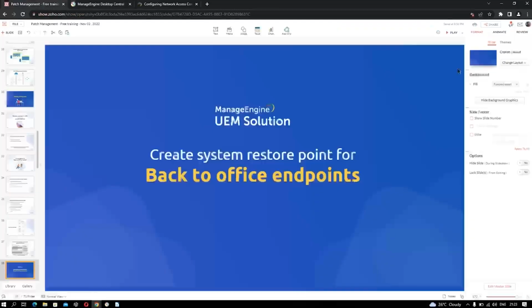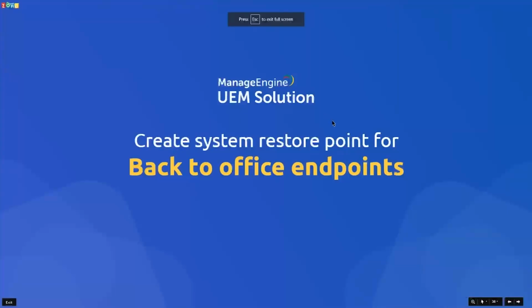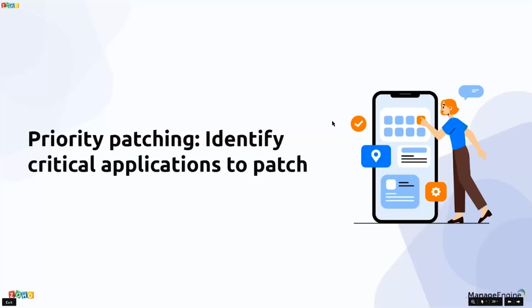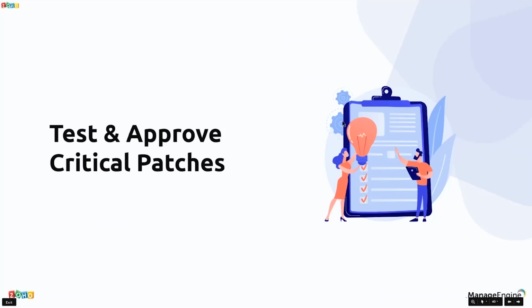Next, we will be looking at the critical applications to patch, followed by testing them in the pilot machines, and then we will be deploying them to the production environment. So let's take a look at the web console on how to achieve these scenarios.